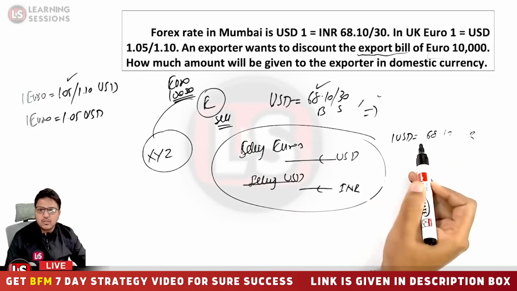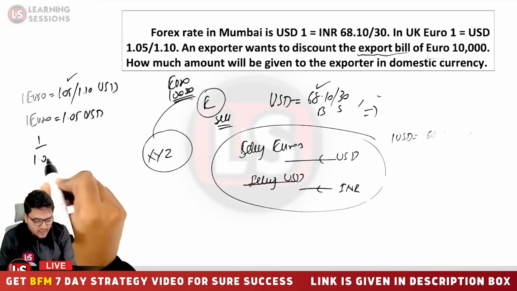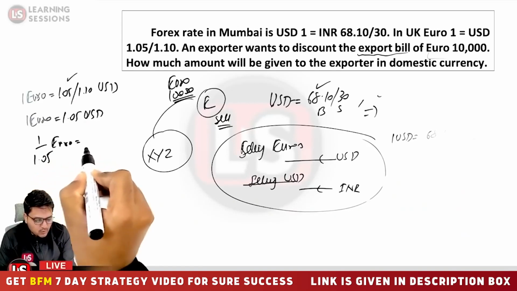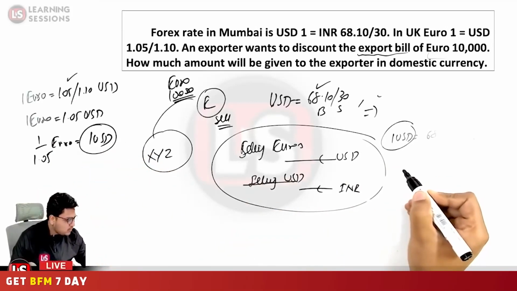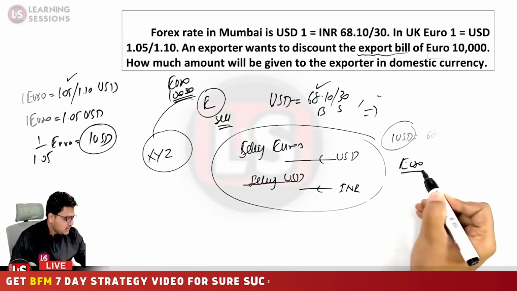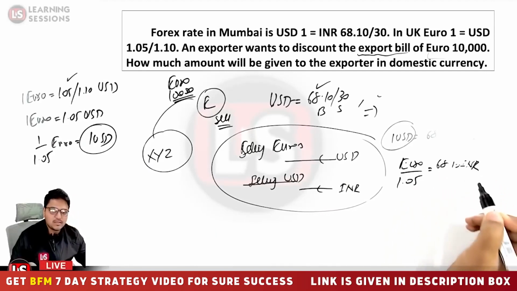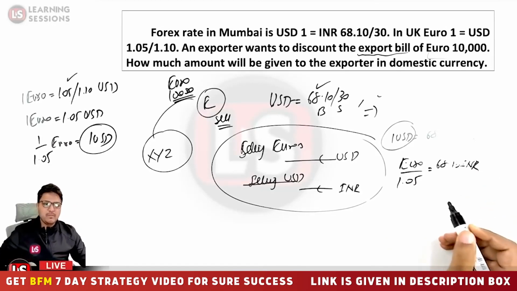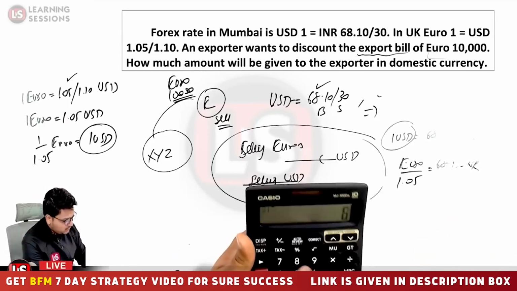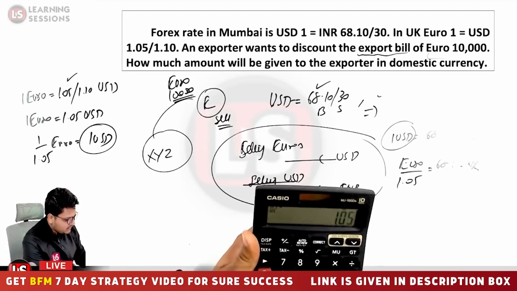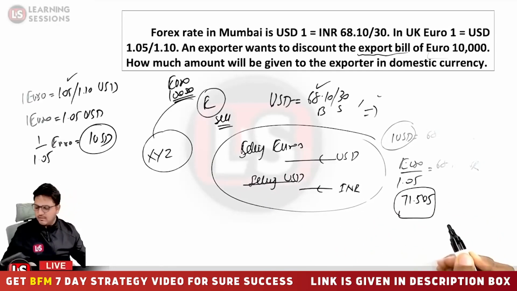Now over here we have USD in common, so we will be equating those. We can rewrite this as 1 divided by 1.05 euro is equal to 1 USD, and further over here 1 USD. Now we will be equating these two. So this will be euro divided by 1.05 is equal to 68.10 INR. Simply we will be cross multiplying it, and that will be the answer. So it will be 68.10 multiplied by 1.05, and that comes out to be 71.505. So here comes the answer, 71.505.